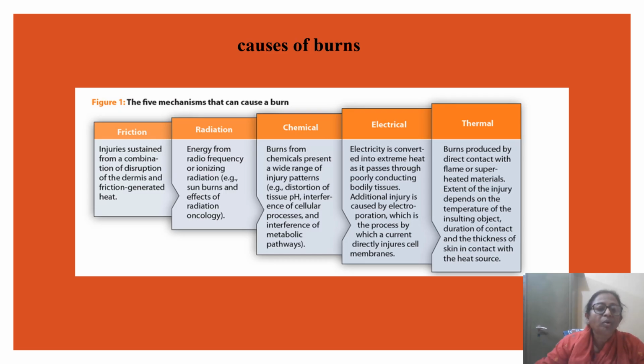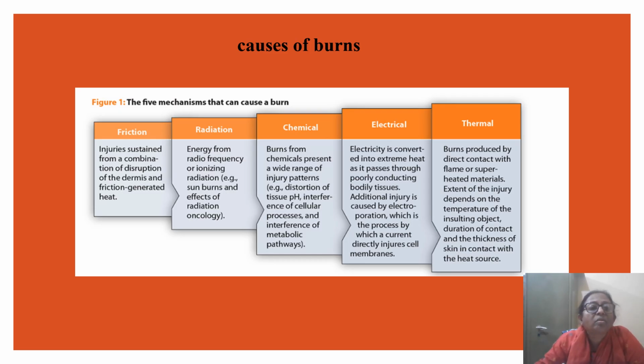So the causes of burns: friction, radiation, chemical, electrical, and thermal. There are 5 mechanisms that cause a burn. So different causes are there. Burn causes can be categorized in different ways. According to the cause, the classification can be thermal burns, chemical burns, electrical burns, or radiation burns.